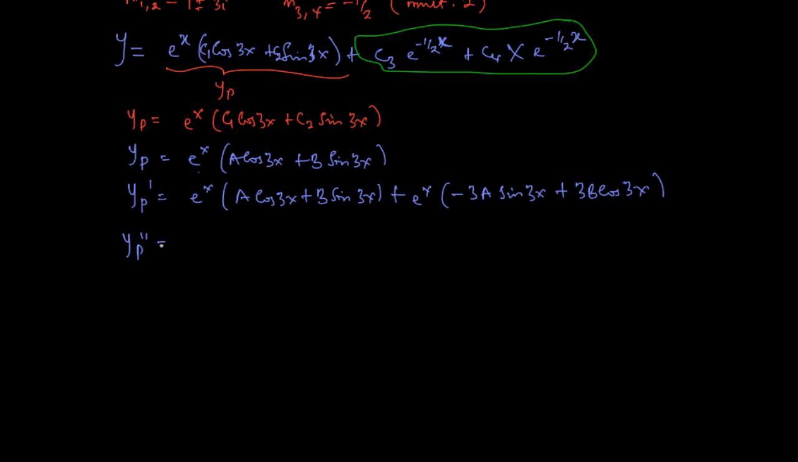The next thing is we want to find the second derivative of yp. So we differentiate the whole thing again, so that's going to be e to the power x into a cosine of 3x plus b sine of 3x, leaving this and differentiating this, then plus e to the power x into minus 3a sine of 3x plus 3b cosine of 3x.